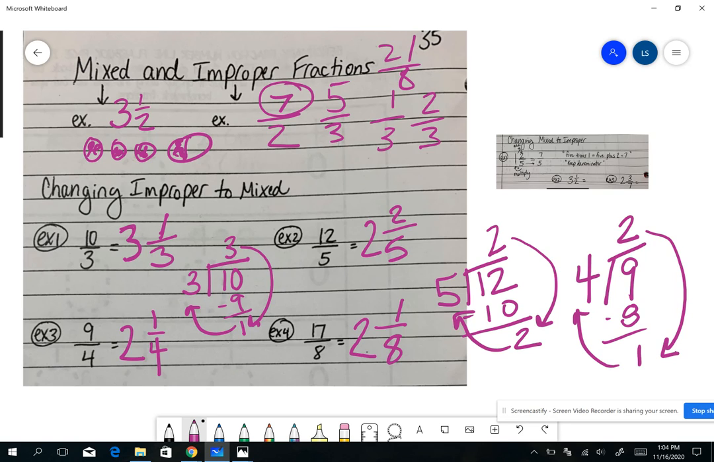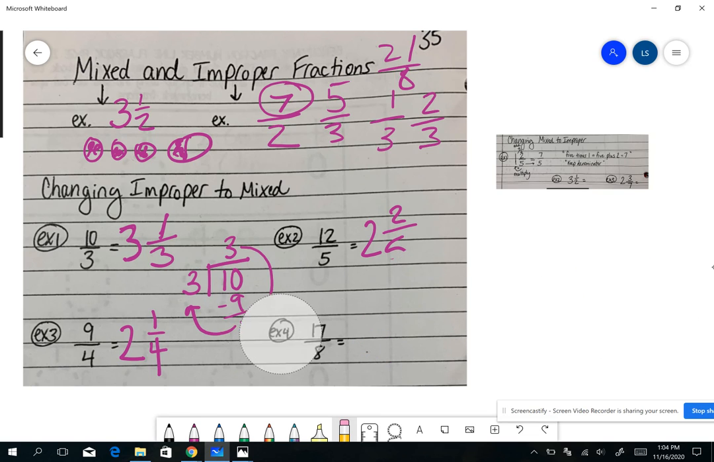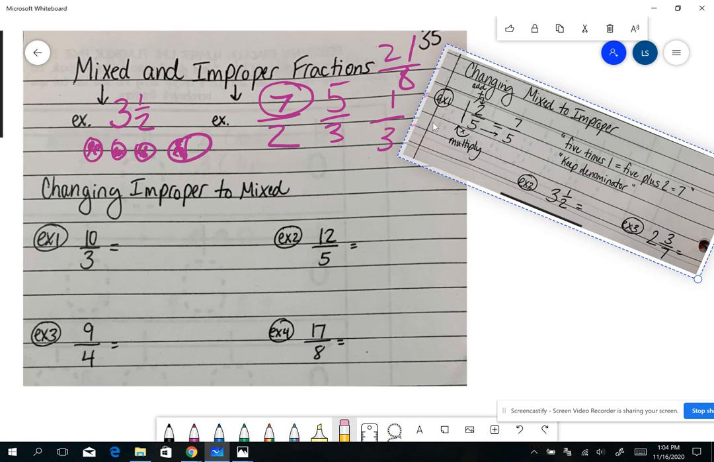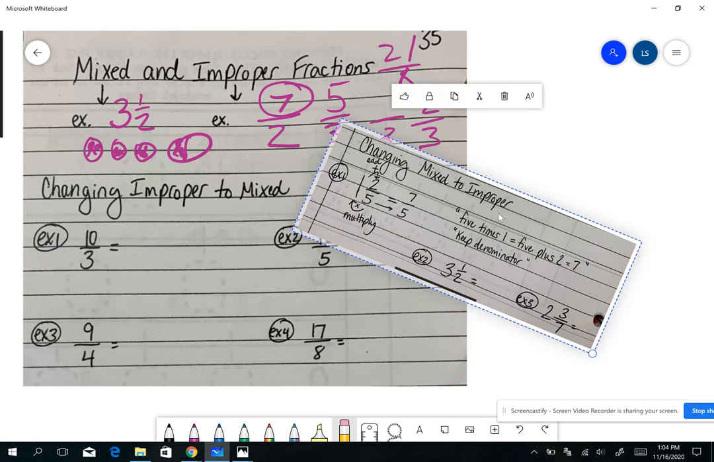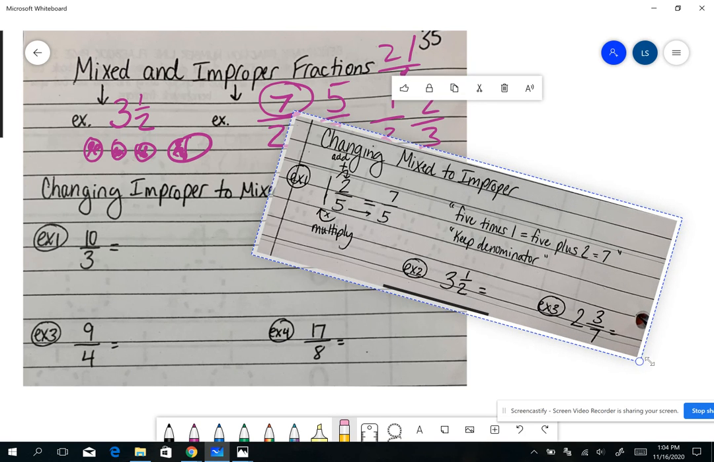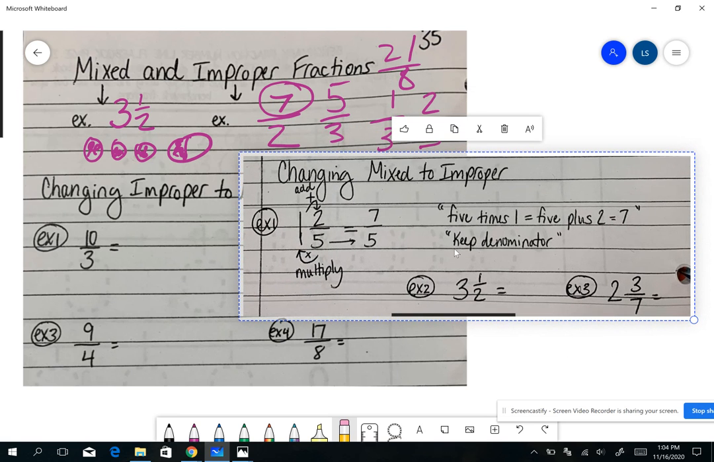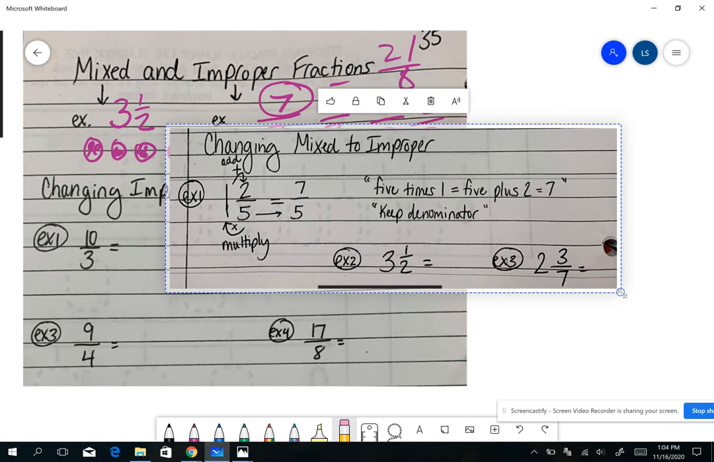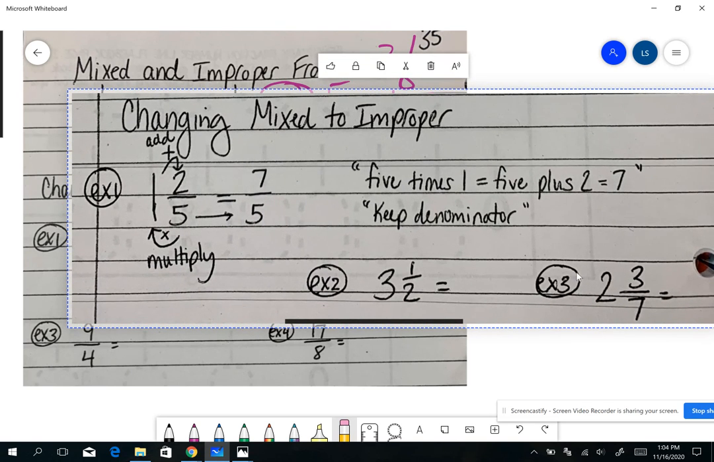We want to be able to go from mixed to improper. So let's clear all this. Okay, and let's make this bigger so we can see it. I think going this way is a little bit easier. And I think kids usually remember this way better.